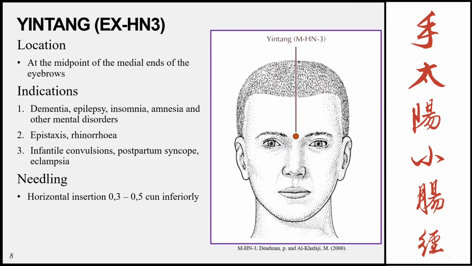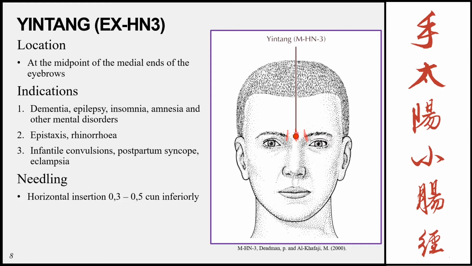The next point is Yintang, EX-HN3. This point is located at the midpoint of the medial ends of the eyebrows. So here's the 2 medial ends of the 2 eyebrows, here and here. And then we've got to find the midpoint between these 2 points over here.